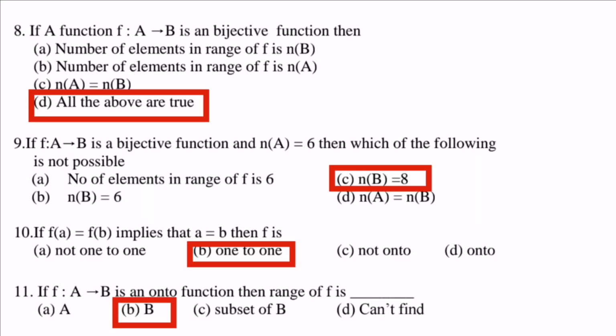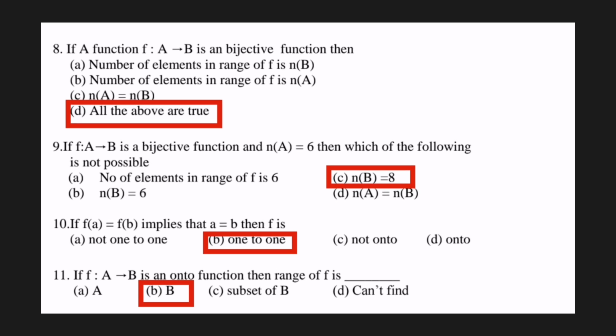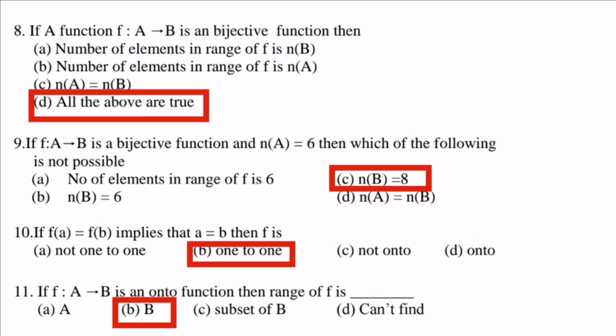MCQs 8. If a function f from A to B is a bijective function, then the number of elements in the range of f is B. It is correct because this is the definition of an onto function, and it is given that the function is bijective. Number of elements in the range of f is at least the number of elements in A. It is also correct. Number of elements in A is equal to the number of elements in B because the function is bijective. This is also correct. D. All the above are true, so option D is the correct one.